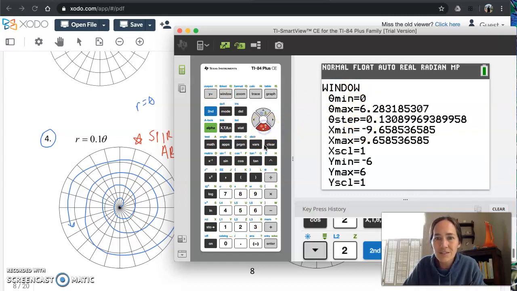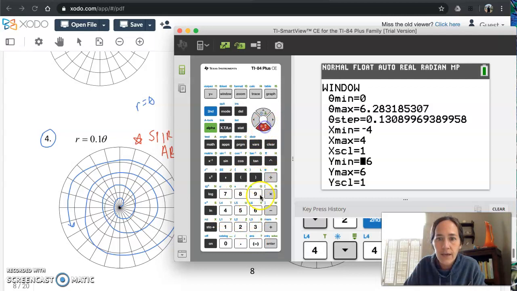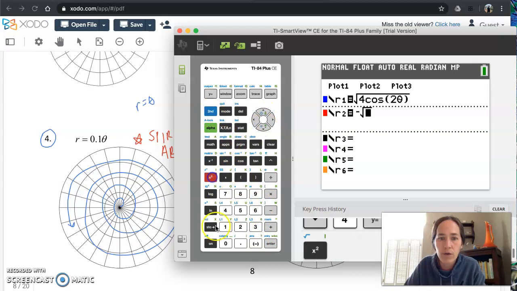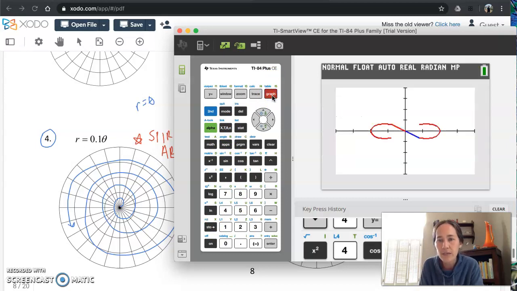Theta min and max, this is too big. I could go back to a zoom square. I'm going to go like -4 to 4, how about, for the x's, and -4 to 4 for the y's. Okay, and that was just half of what I need to plot, so I'll do the negative square root underneath of it. So negative square root of the same thing, 4 cosine 2 theta, and I'll hit graph and see what it gives me.